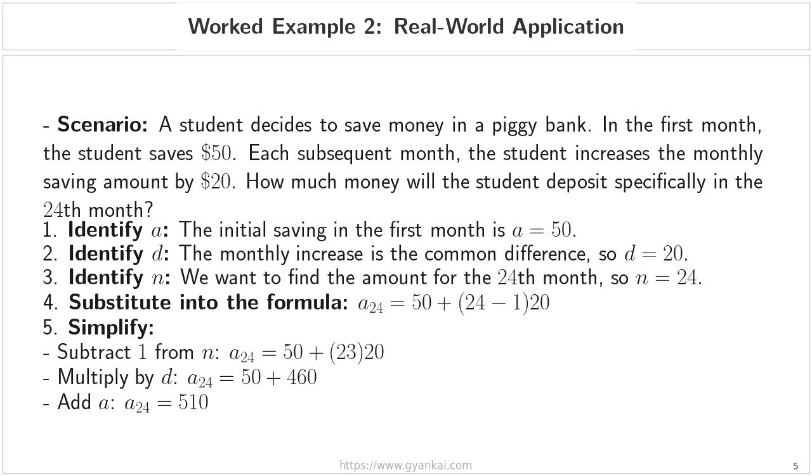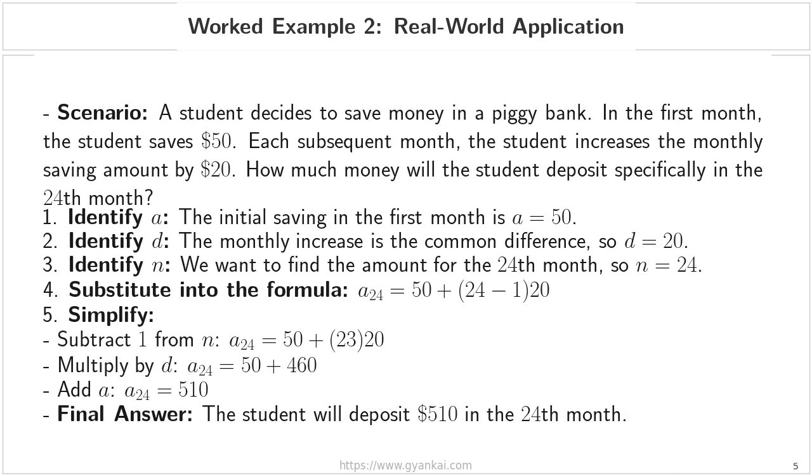First, we handle the parentheses by subtracting 1 from n, which leaves us with 50 plus the quantity 23 multiplied by 20. Next, we perform the multiplication. 23 multiplied by 20 gives us 460. Now our expression is simplified to 50 plus 460. Lastly, we add the first term to this product, which results in 510. So, our final answer is that the student will deposit $510 in the 24th month.